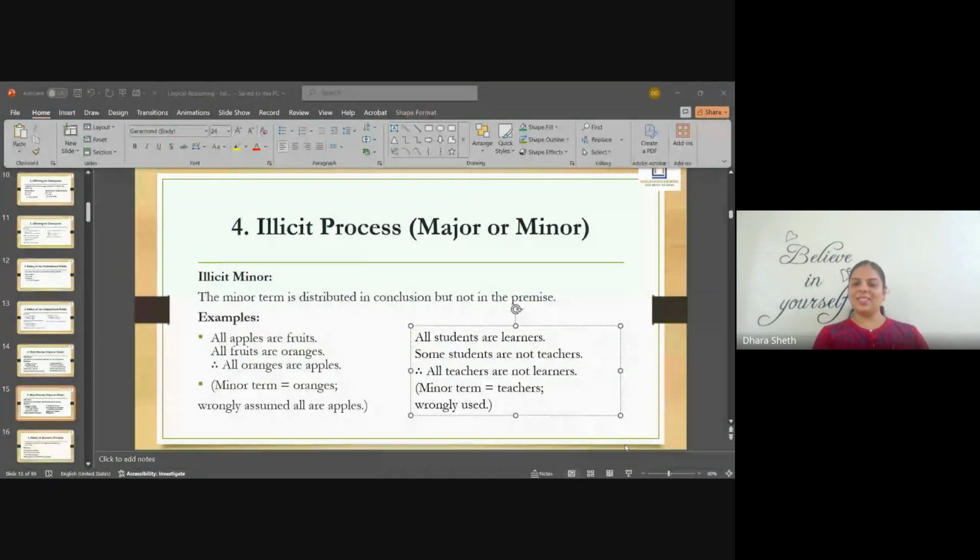Okay, I'll explain this once again. Illicit minor: the minor term is distributed in the conclusion. Now, if you see, teachers is distributed in the conclusion, but it is not distributed in the premise. That is why previously also it was invalid, but the fallacy was different. Here the fallacy is illicit minor. At least I hope you are clear with the fallacies of illicit major and minor.